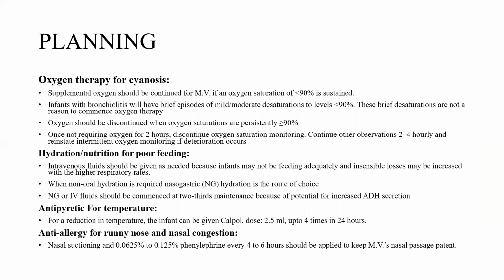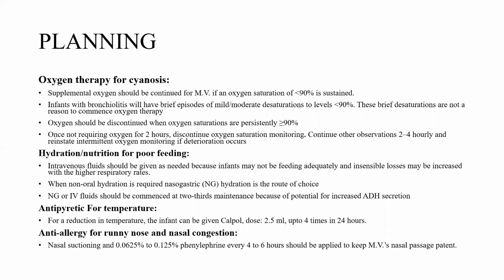So supplemental oxygen should be continued for MV if an oxygen saturation of less than 90% is sustained. The oxygen should be discontinued when oxygen saturations are persistently greater or equal to 90%. Once not requiring oxygen for 2 hours, discontinue oxygen saturation monitoring, continue other observations 2 to 4 hourly, and reinstate intermittent oxygen monitoring if deterioration occurs.